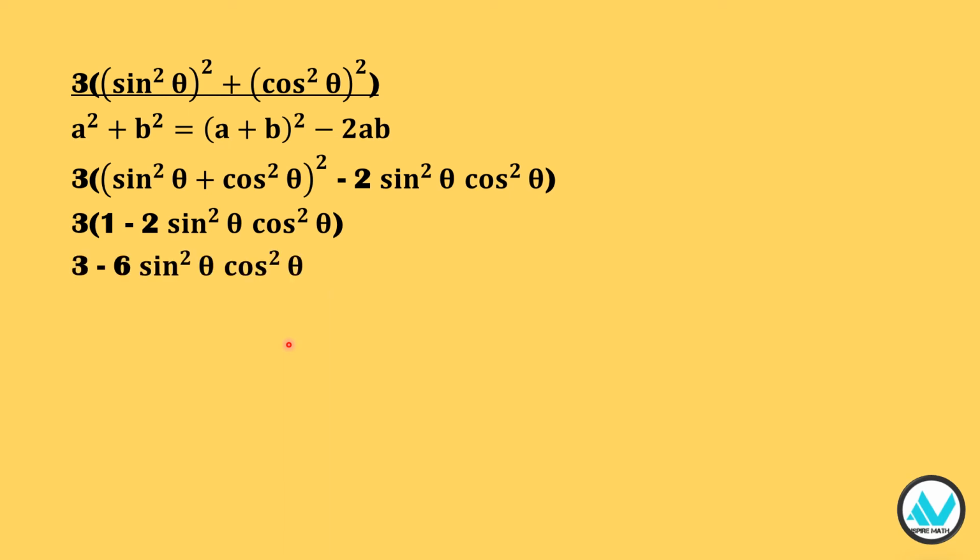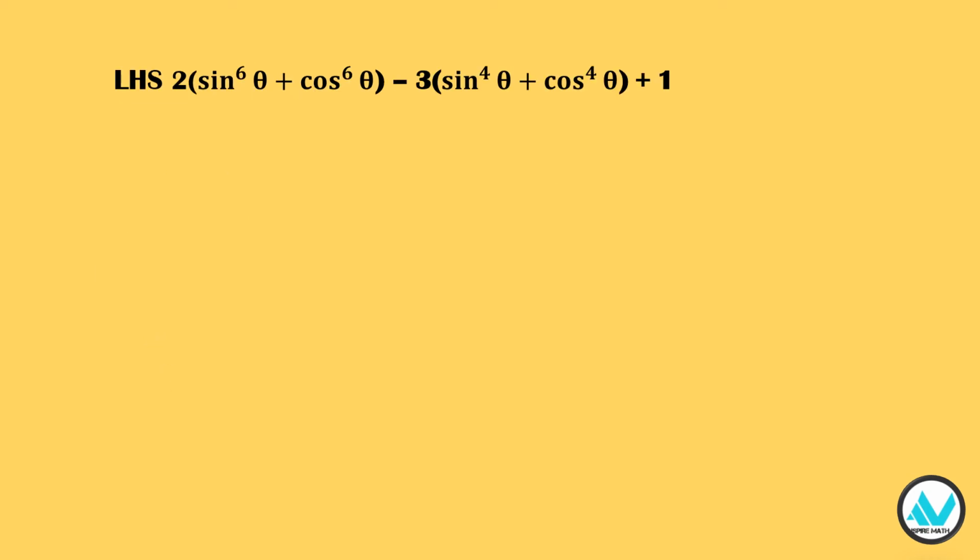I'm taking the 3 inside. So 3 ones are 3, 3 twos are 6. So 3 minus 6 sin square theta cos square theta. For the last step, let me write the entire sum, that is 2 (sin power 6 theta plus cos power 6 theta) minus 3 (sin power 4 theta plus cos power 4 theta) plus 1. I am supposed to prove this is equal to 0.